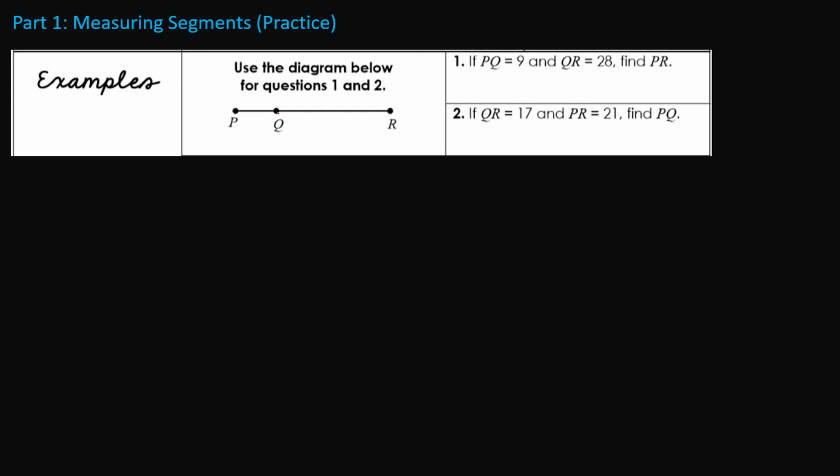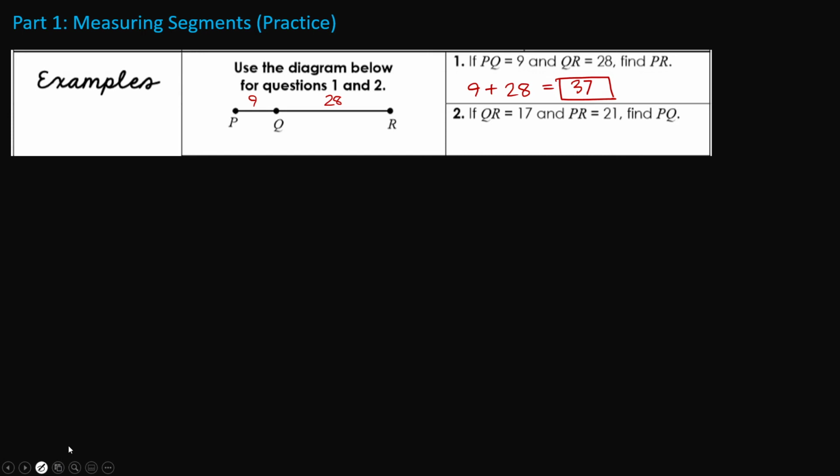Well, if PQ is 9 and QR is 28, that means we just need to add up these segments in order to find the length of the entire segment. So 9 plus 28, and that's equal to 37. So the length of PR in this scenario is 37.